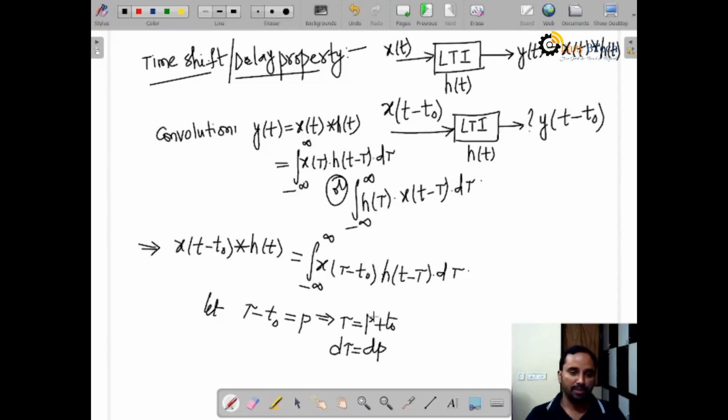And what about the lower and upper limits? The tau lower limit is minus infinity, so minus infinity minus t naught, so the lower limit is minus infinity, which is equal to p. The upper limit, plus infinity, is equal to p. So the limits are not changing. Okay. So all these we are going to substitute in this integral.